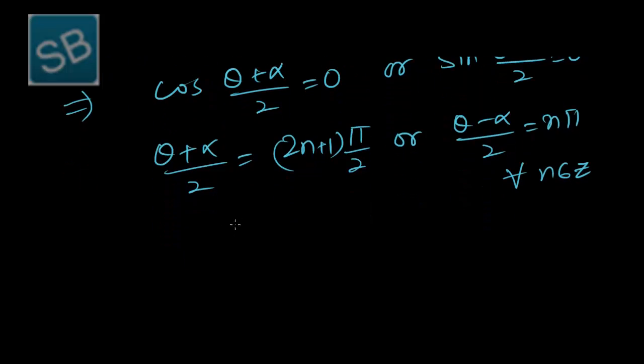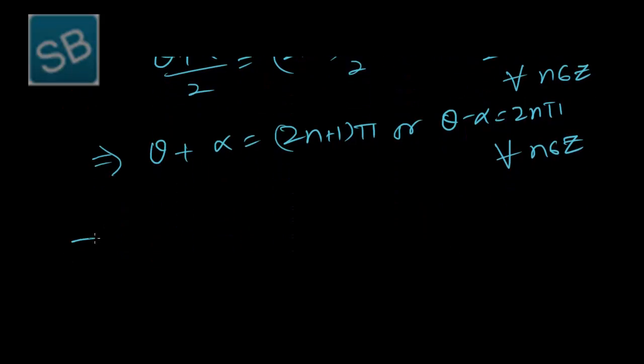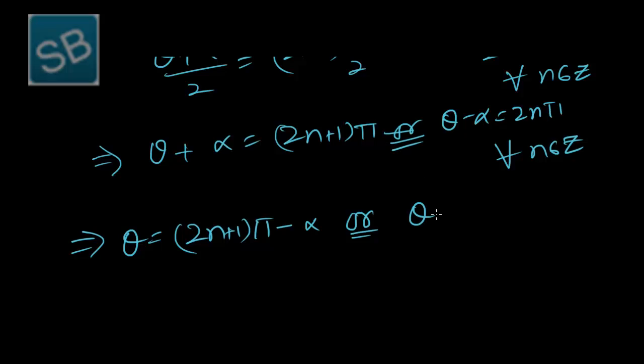Now from here we get theta plus alpha is equal to 2n plus 1 pi and theta minus alpha is equal to 2n pi for all n belongs to Z. Also we get theta is equal to 2n plus 1 pi minus alpha, or theta is equal to 2n pi plus alpha for all n belongs to Z.